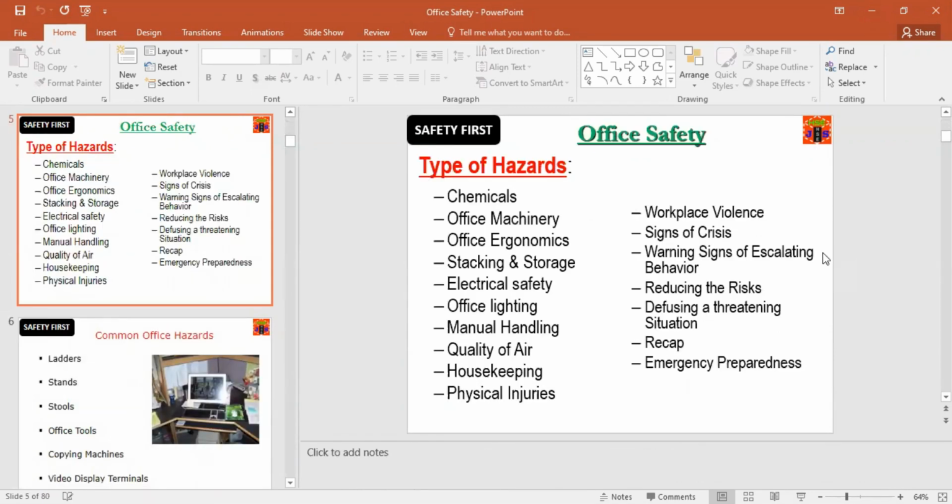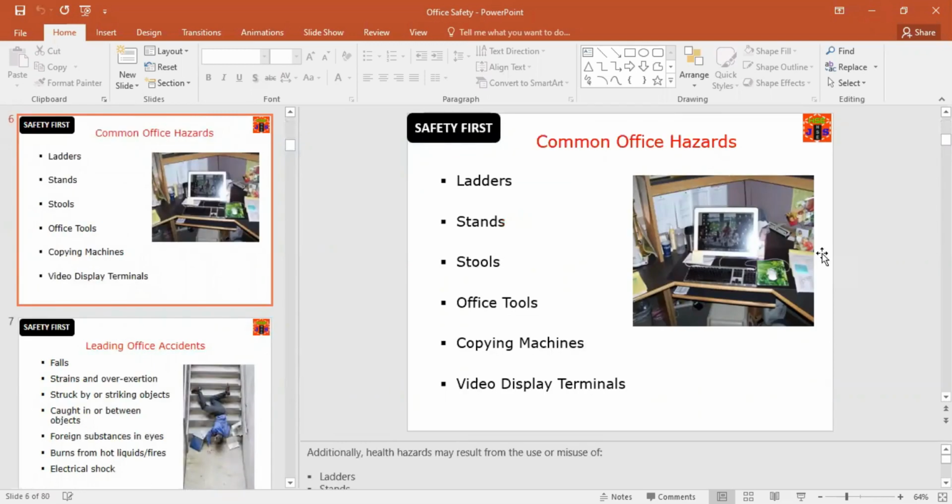Let us find out what the hazards in the offices are. Chemicals, office machinery, office ergonomics, stacking and storage of material, electrical safety, office lighting, manual handling, quality of air, housekeeping, physical injuries, workplace violence, signs of crisis, and the signs of escalating behavior. Most common office hazards might be ladders, stands, stools, office tools, copying machines, and video display terminals.